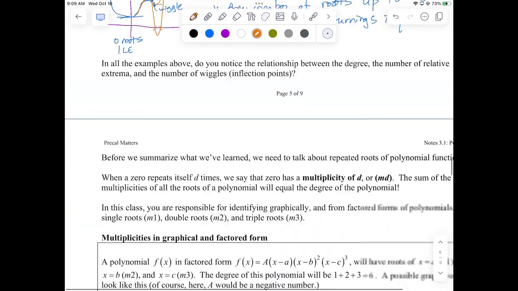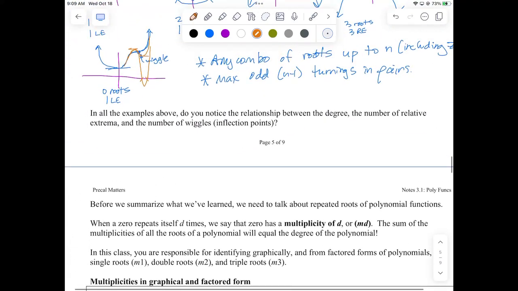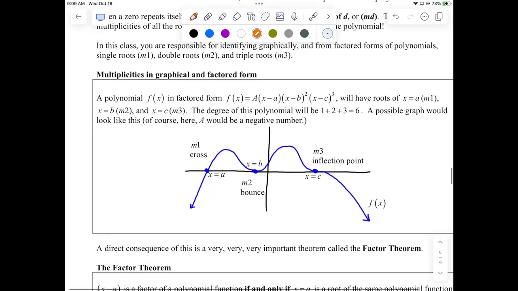So we get something called multiplicities, okay? Multiplicities. Let me show you what multiplicities are. Multiplicities are basically how often a root is accounted for. Not what it actually is doing, but what it accounts for, all right?